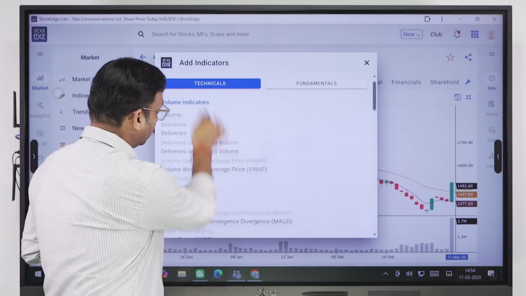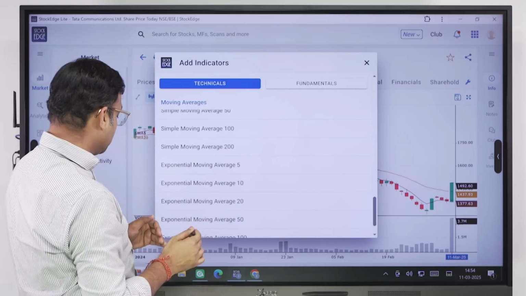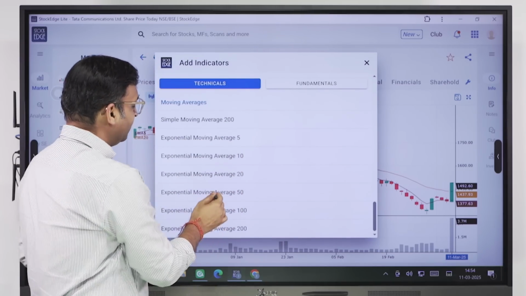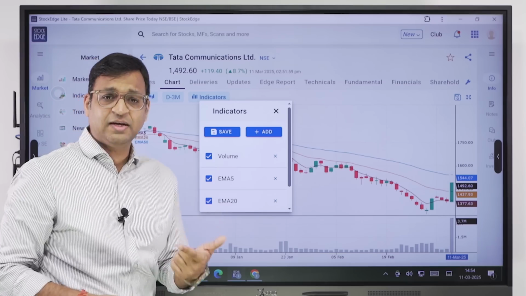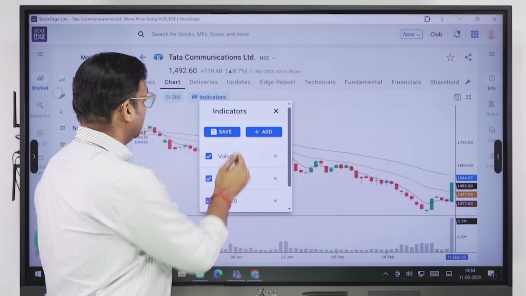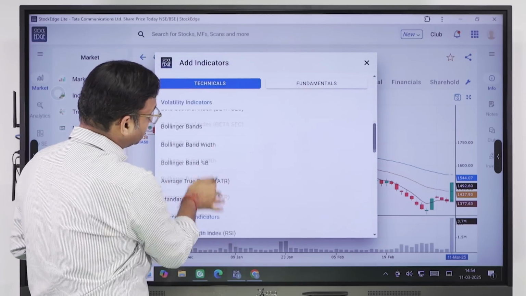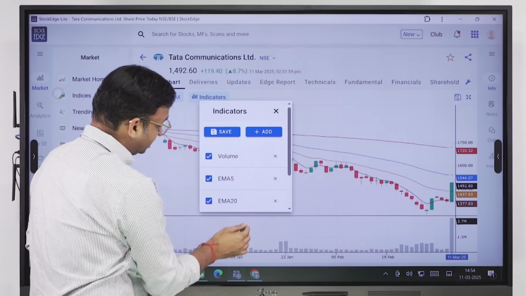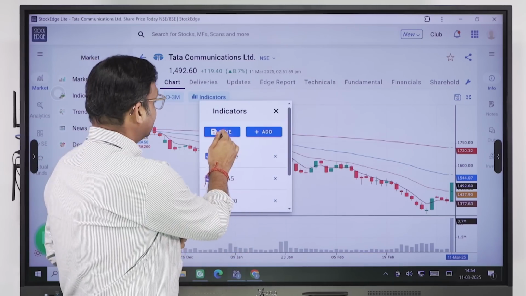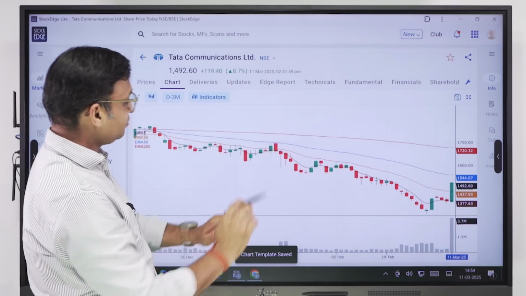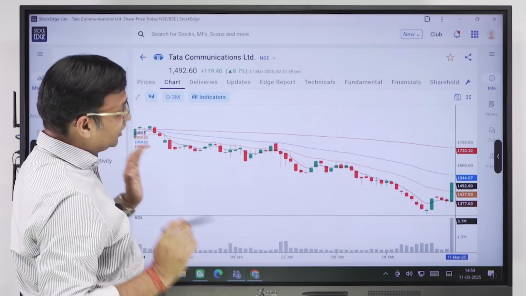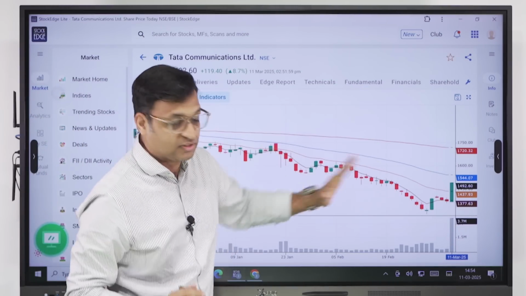Let's add one other. Let's see which one we should add now. Let's say 50-day, which is basically 1 quarter, 3 months. And let's add another, which is 200-day, which is technically 1 full year, and save this. Now, here we have the Tata Communication chart with all the moving averages together.